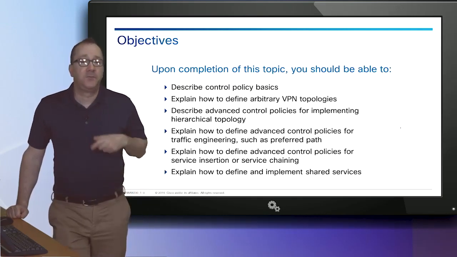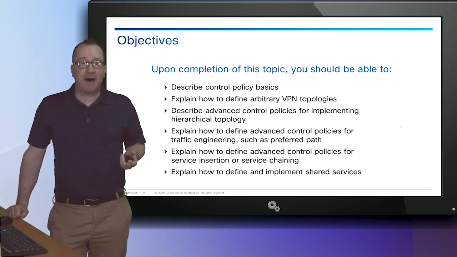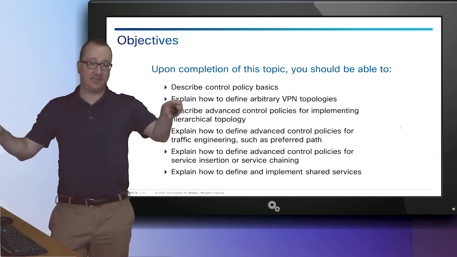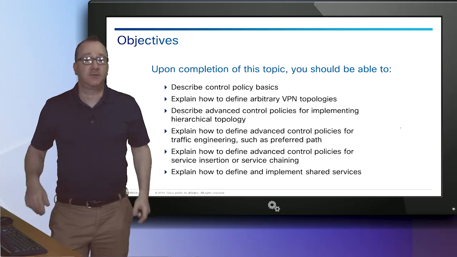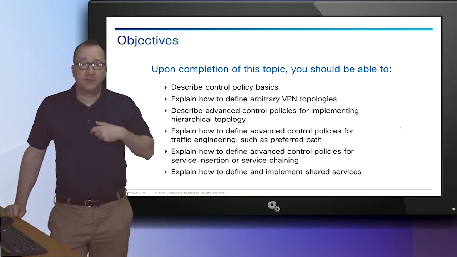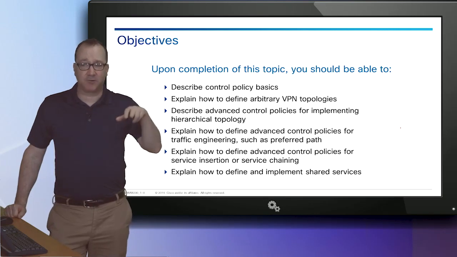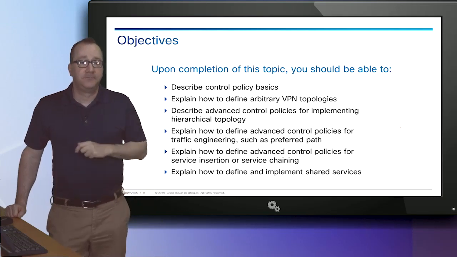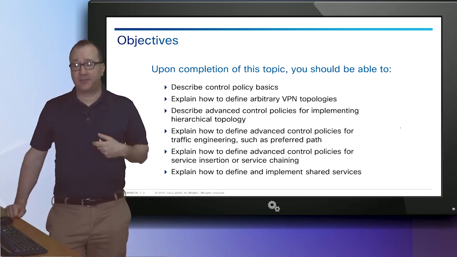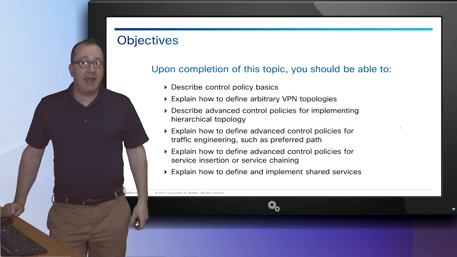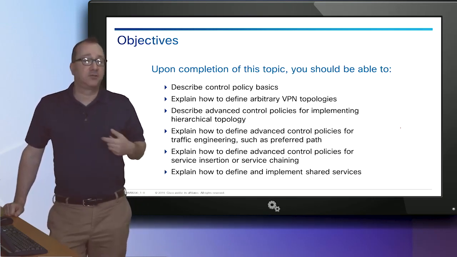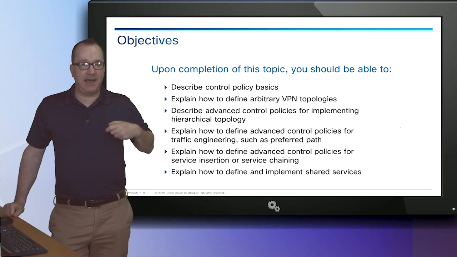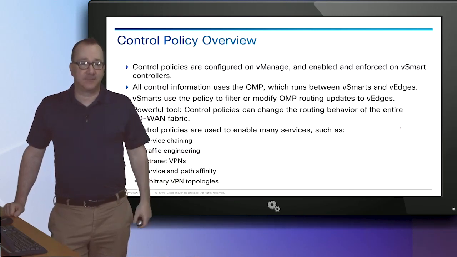Once we're done with this topic, you should be able to describe control policy basics and how to define arbitrary VPN topologies, and by arbitrary I mean this VPN has to talk to that VPN through this VPN, etc. We're also going to talk about describing advanced control policies and implementing any hierarchical topology, which means traffic needs to route from this site to that site to that site. And also preferred path, so if I want to prefer one link over another. We'll also cover how to define advanced policies for service insertion, and how to implement shared services. These may not make sense right now, but as we progress, we'll get into more details.